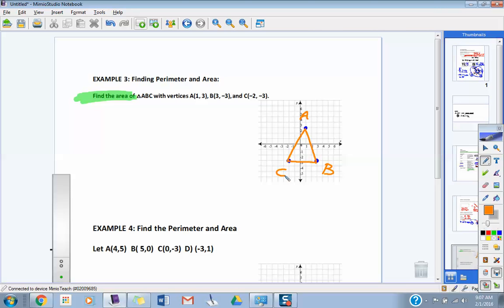All right, how about my triangle? Does that look like I've plotted correctly? Okay. So first things first, guys, what am I trying to find the area of? What kind of a shape? A triangle, right? So what's the area formula for any triangle, guys?